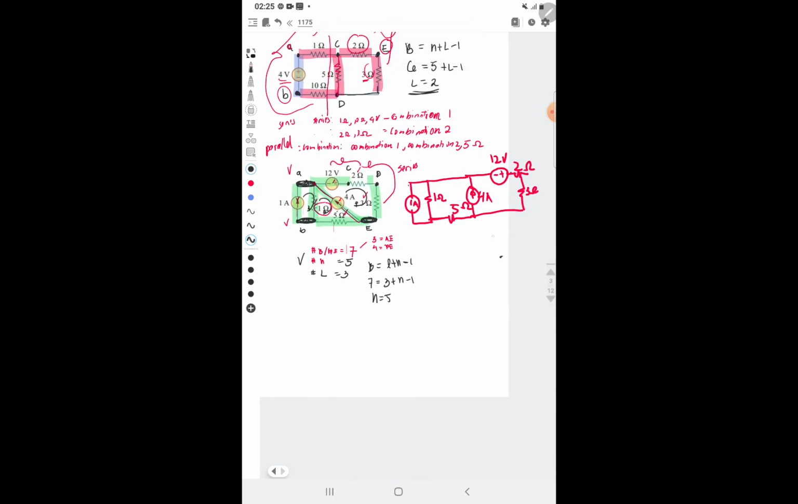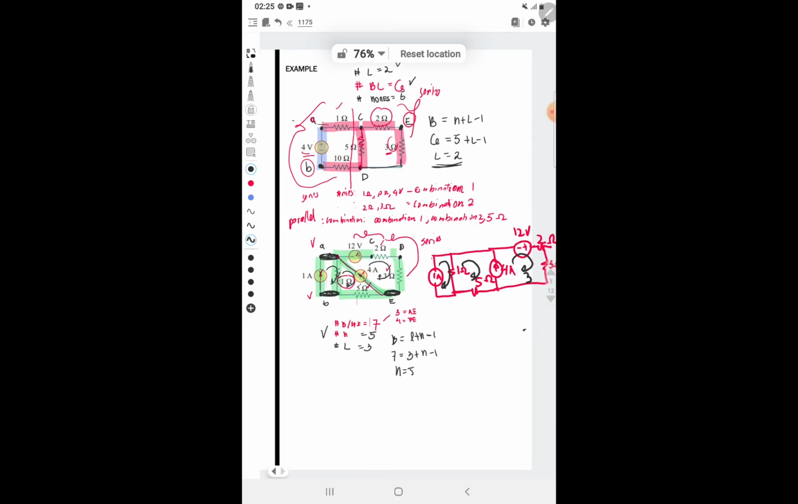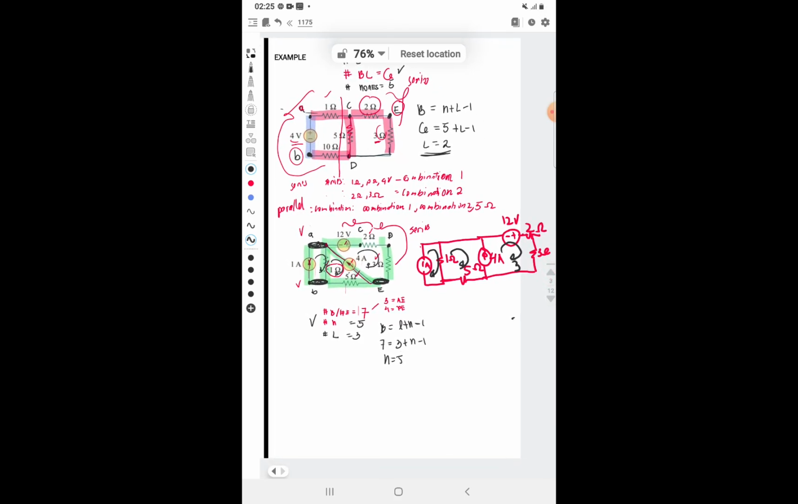So as you can see, we have 3 loops, loop 1 or mesh 1, loop 2 or mesh 2, and loop 3 or mesh 3. Okay, so ganun. So that is our nodes, branch, and loops.